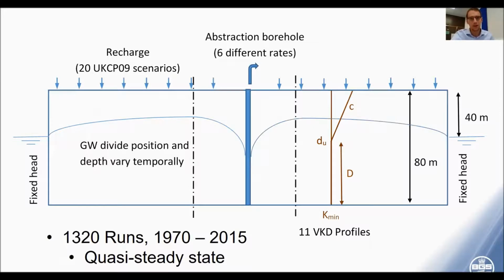And then by applying all these combinations of abstraction rates, recharge scenarios, and permeability profiles, we undertake a number of steady-state groundwater model runs from 1970 to 2015. So having applied all these groundwater model runs, we then assessed the relative impact of recharge and changes in climate and permeability, through the permeability profiles, on both pumping water levels and estimates of yield.